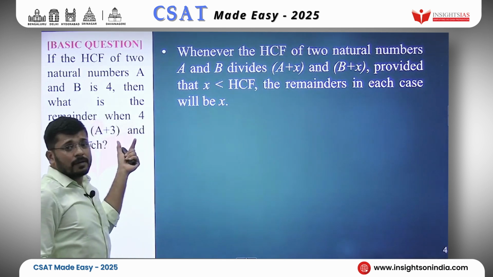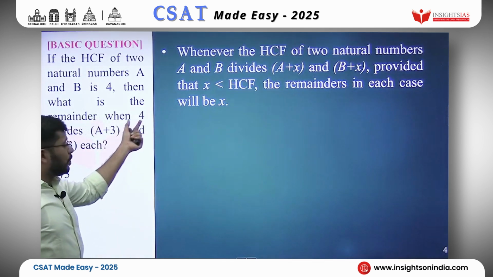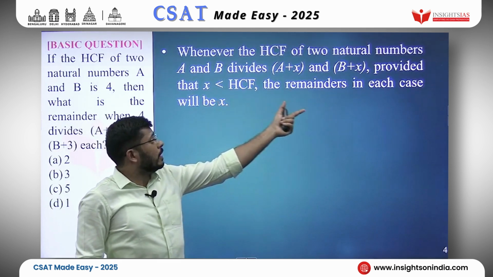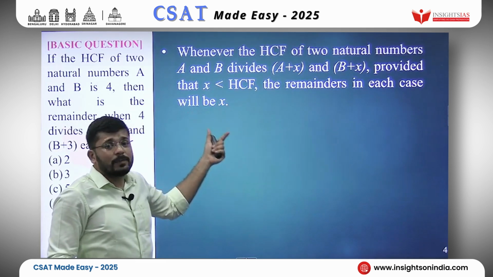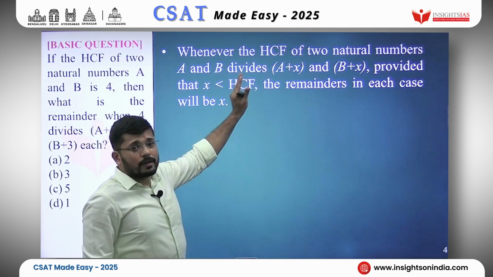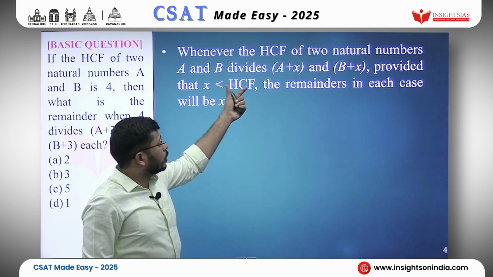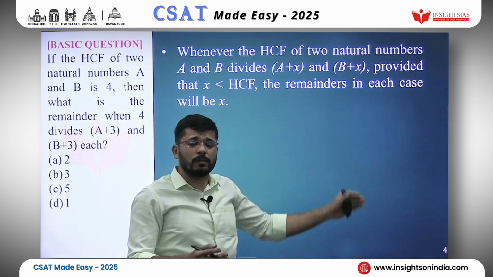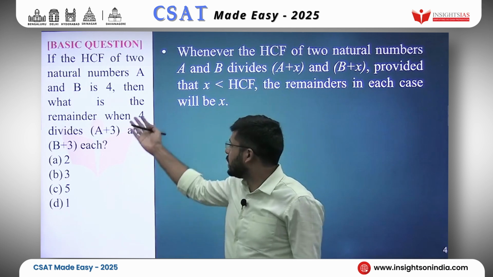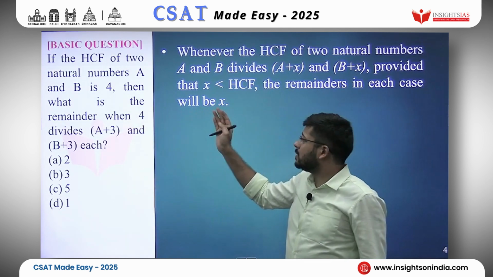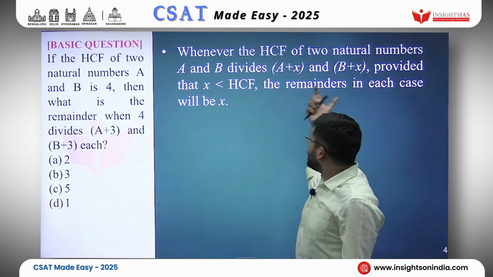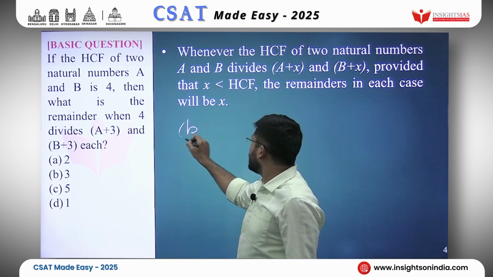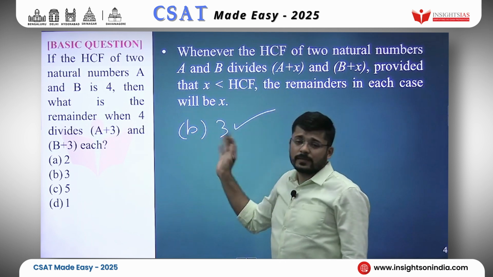Yes, here the value of x is 3 and it happens to be less than HCF. Provided that x is less than HCF, the remainders in each case will be x. Here the concept defines only two numbers. However, this applies for any number of numbers, 3 numbers, 4 numbers, the same concept applies. So by looking at this, we know that the remainder would be x, and what is x in this case? It is 3. So your answer will be option B, 3.